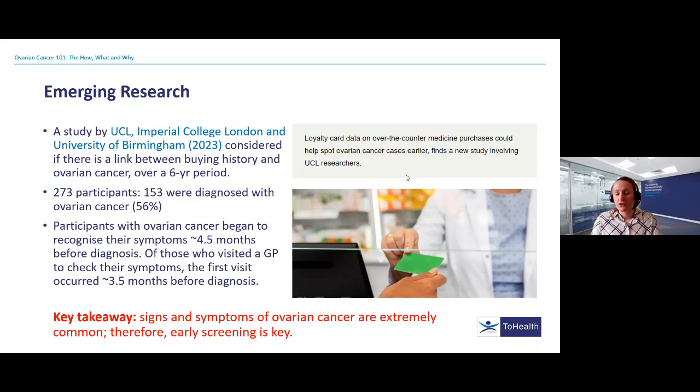And of these women, 153 were diagnosed with ovarian cancer, which is about 56%. And on average, participants with ovarian cancer began to recognise some of those symptoms about 4.5 months before diagnosis. So really, the key outcome from this study found that the pain and indigestion medication purchases were higher in women who were subsequently diagnosed with ovarian cancer compared to women who didn't have ovarian cancer. And actually, some of those transactional purchases could be seen up to about 8 months before diagnosis.